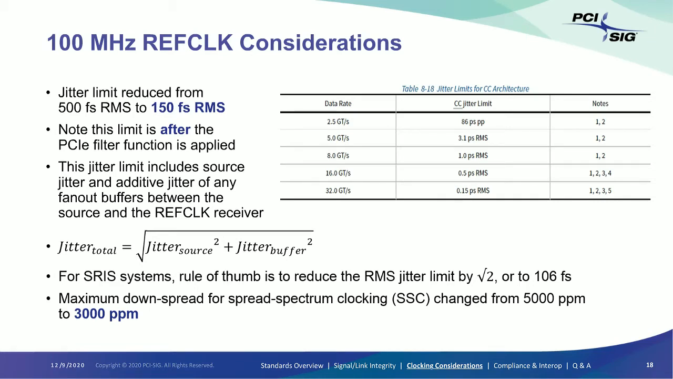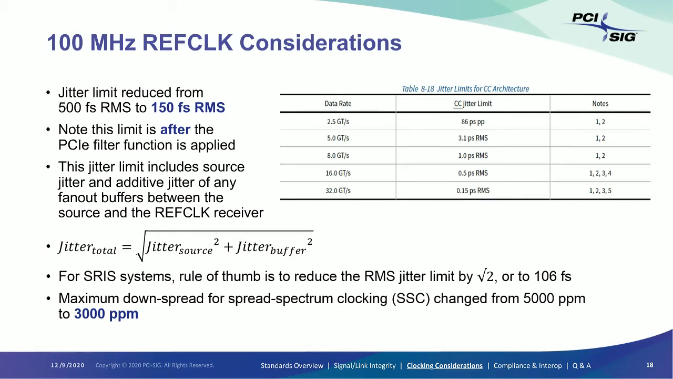So what we have here is the jitter total can be easily calculated using the root sum square method. You have the square of the source jitter added to the square of the buffer jitter, and then the square root of that can be considered for the total jitter seen at the receiver.